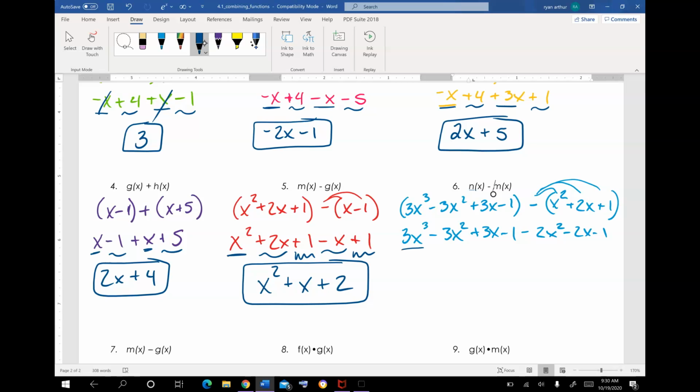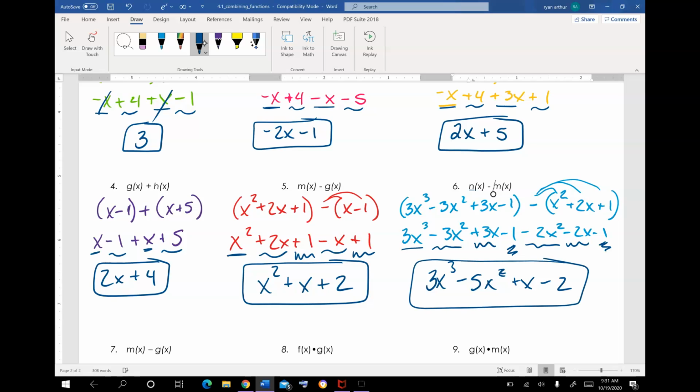So the 3x cubed has nobody like him, so we bring him down. I have a negative 3x squared and a negative 2x squared, which makes a negative 5x squared. Then I have a positive 3x and a negative 2x, which makes a positive x. And then I have a negative 1 and a negative 1, which makes a negative 2. And that's your new polynomial.